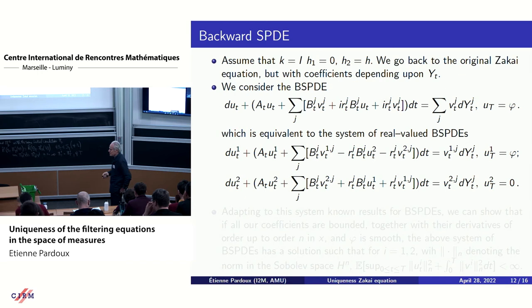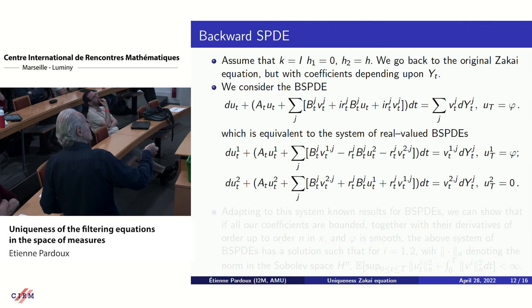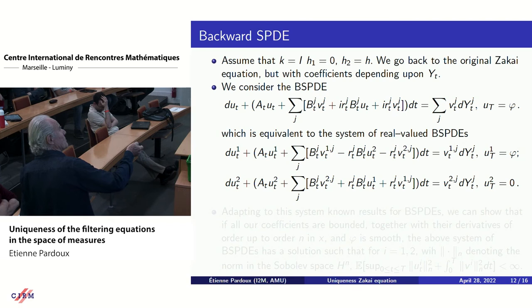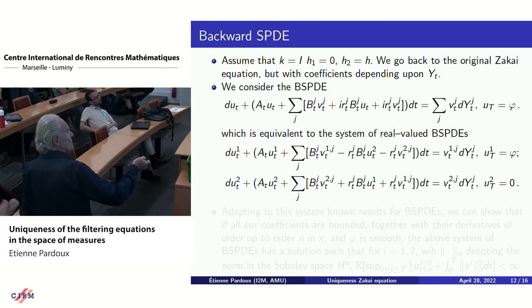So in fact, this is a complex valued SPDE, which is equivalent to a system of two real valued SPDEs. So I can write ut to be u1t plus i times u2t. And then of course it's clear from what is written here, there are i's here and here. It is clear that u1 should solve this equation and u2 should solve this equation.